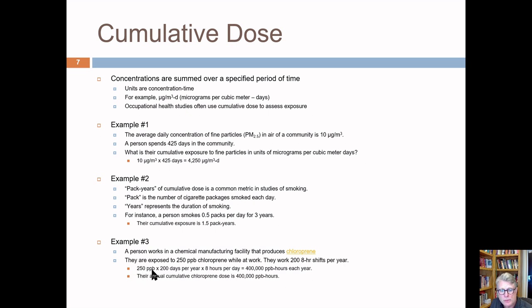So 250 ppb is the exposure concentration. 200 days per year they work. Every day they work for 8 hours. So we go 250 ppb times 200 days per year times 8 hours per day, and we get a cumulative exposure of 400,000 ppb hours each year that they work at that rate and at that exposure concentration. So their annual cumulative chloroprene dose is 400,000 ppb hours.